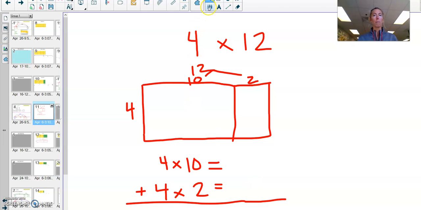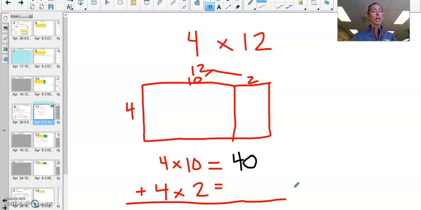So this is a good part to discuss. Well, 4 times 10, that's nice, that's 40. And then 4 times 2, instead of just saying, well, I memorized it, it's 8, let's talk strategy. These are 3rd graders. We want to be flexible with numbers. It makes us stronger in number sense. So how could we figure out 4 times 2?